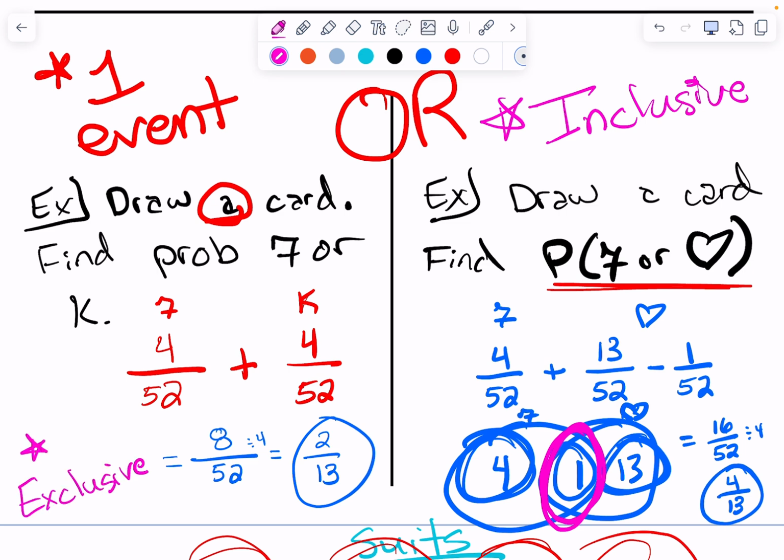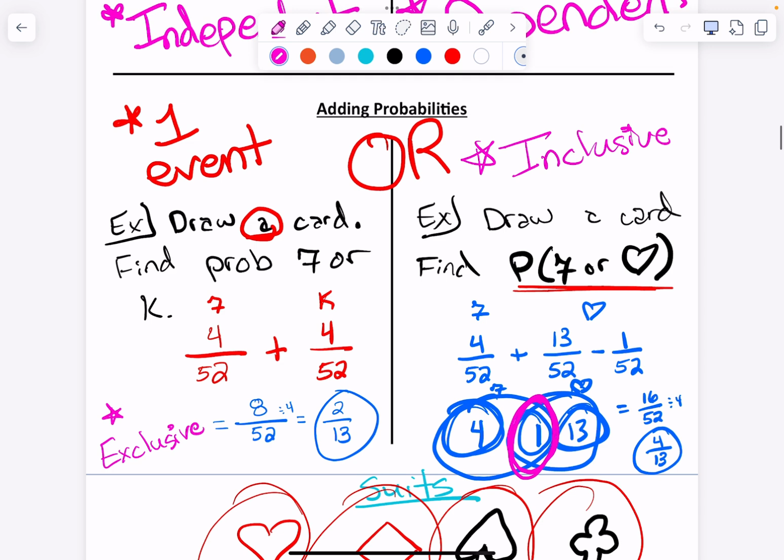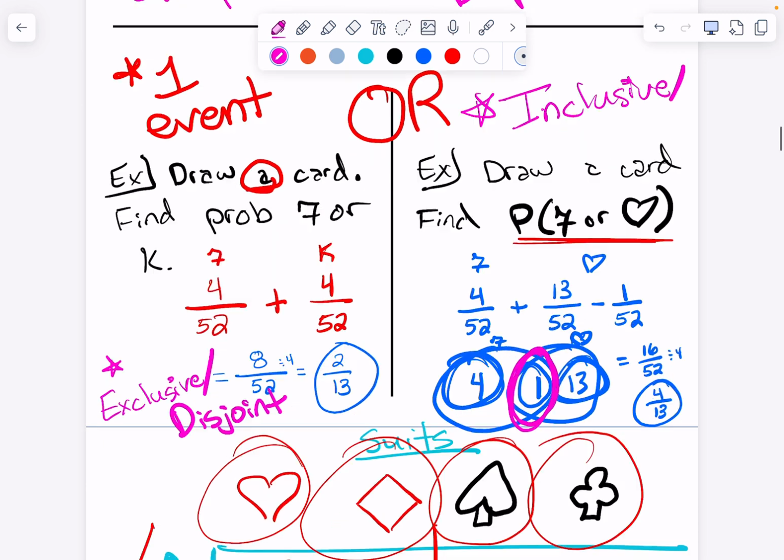Now, your book sometimes says not inclusive instead of exclusive. Whatever. Another thing that they will do is, write this down, instead of calling them exclusive, they will call them disjoint, meaning not joined together. They will call it disjoint. I don't know why they use these. If it's inclusive, it's inclusive. If it's the other one, they might say exclusive or disjoint or not inclusive. Whatever.